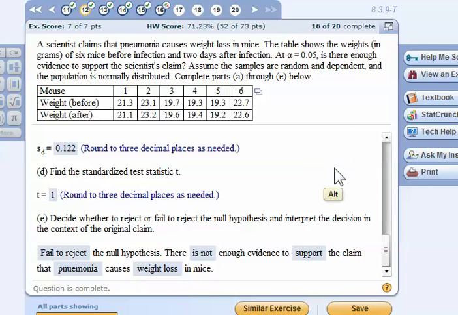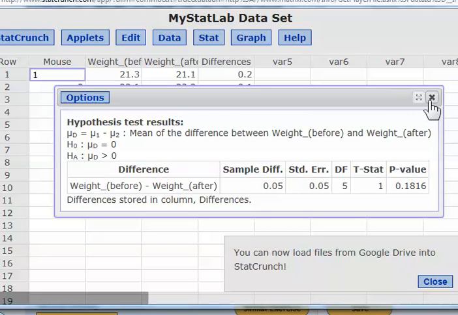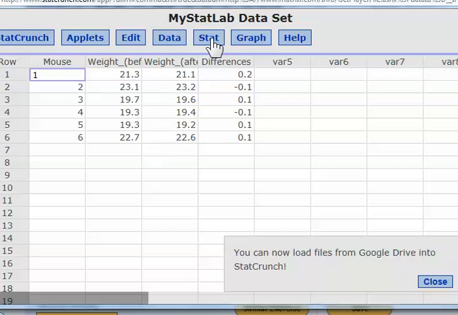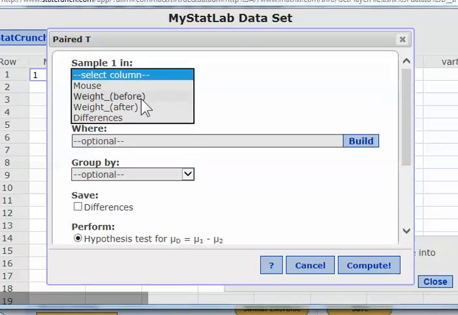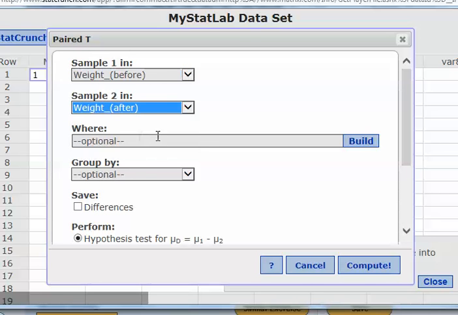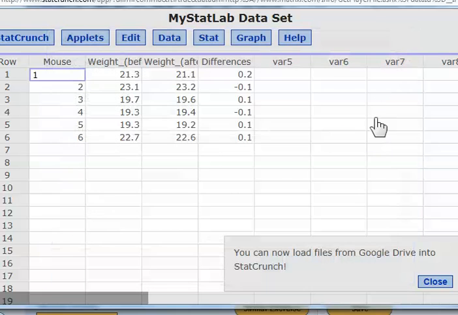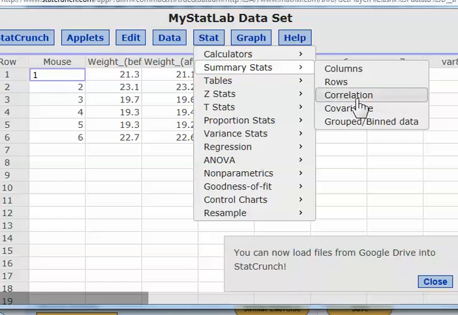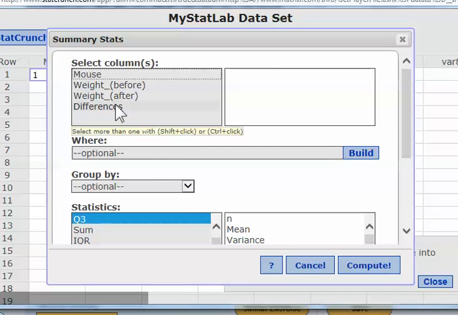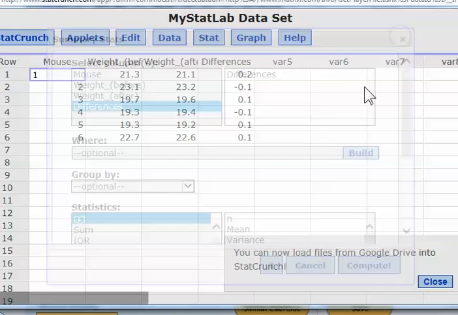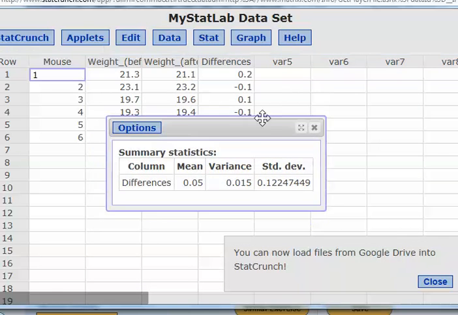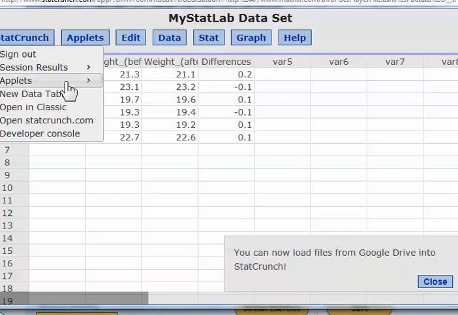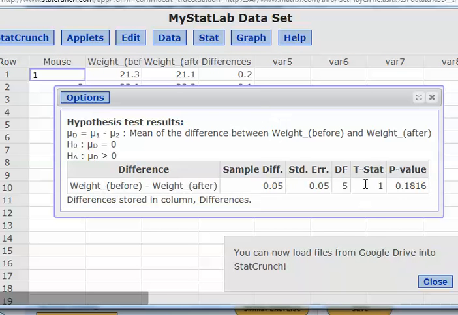I know you know how to do this. I just wanted to, again, show you this part. Okay, so you do Stat, T Stat, Paired, choose your first column, choose your second column, save the differences. I won't bother with that because I already did. Once you have the differences, you do Stat, Summary Stat, Columns, and choose it. And you might as well just hit compute and do it all. If you want to go back to any of those results, you do them right here. So there's the summary stats that I had. And here is the paired data T statistic.